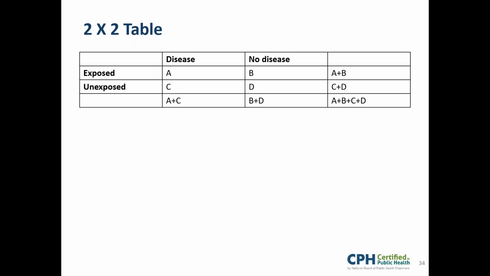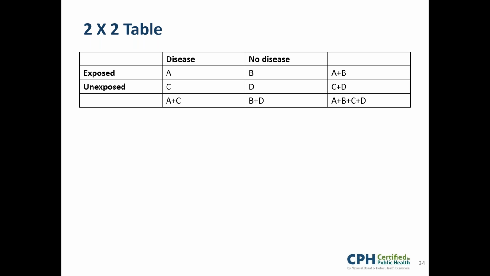Look across to cell B. You have people who are exposed but did not develop the disease. And then all the way across in that row, we have A plus B, which equals all individuals who are exposed regardless of their disease status.